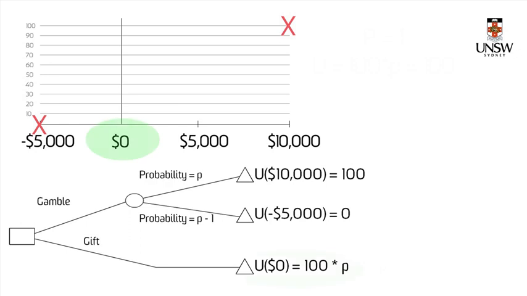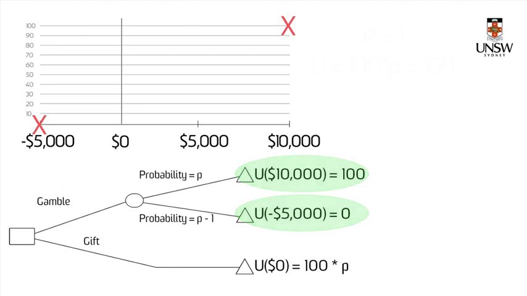Let's make it so the gift is nothing, or $0. I'm not going to give you money. I'm not going to take any away. But the thing is, there's this gamble on offer. So we want to know the value of P, which makes it so that the gamble is equivalent to getting nothing. Since the gift is larger than $5,000 and smaller than $10,000, the value of P must be larger than 0 and smaller than 1.